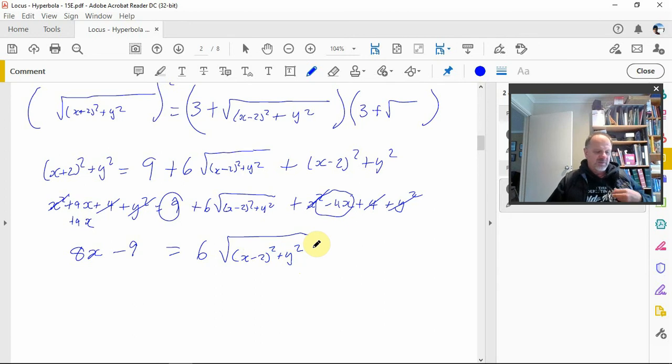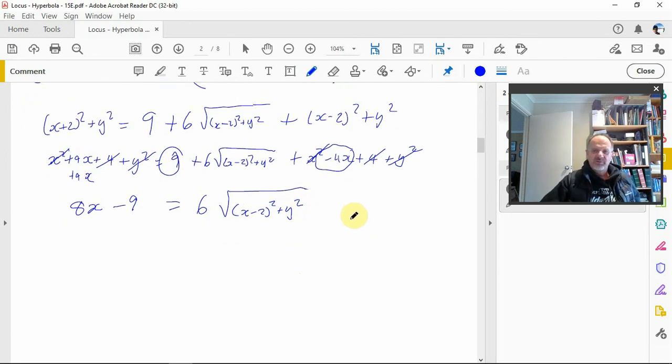All right, so now before we move on, I'm just going to point something out here. Over here on the left-hand side, we've got an x, we take 2 and we square it. Whenever we square something, we end up with a positive number. We're adding y squared, so again, that's a positive number. So we're taking the square root of a positive number and then times it by positive 6. So our right-hand side is going to be a positive number.